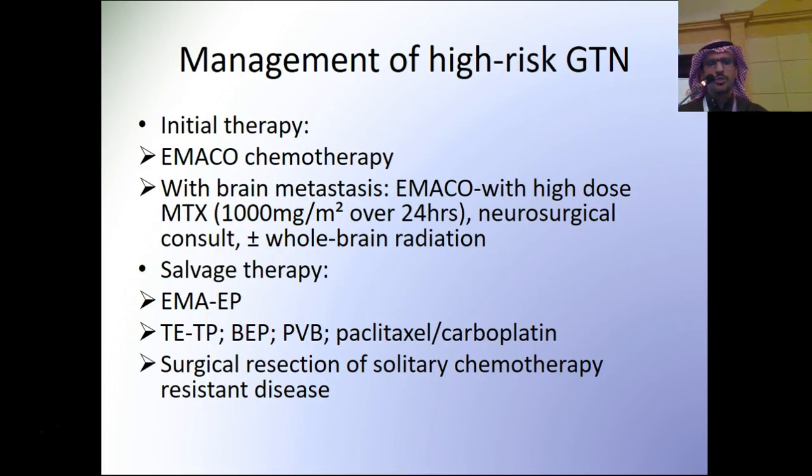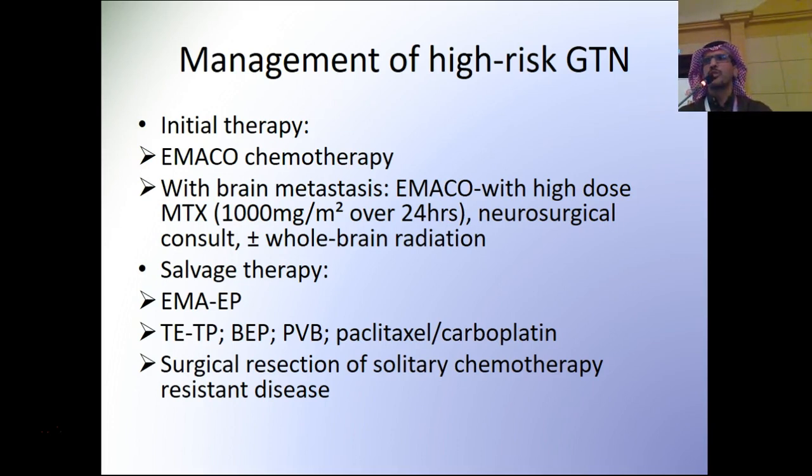For initial therapy, usually we use EMA-CO chemotherapy, but sometimes if a patient has brain metastasis, we use EMA-CO with a high-dose methotrexate, 1000 mg per meter square over 24 hours. It is better to get a neurosurgical consult prior to the treatment because of the high risk of complications, either with a brain metastasis or as a consequence of the treatment, and mainly it is intracerebral bleeding. So better to get a neurosurgical consult before that.